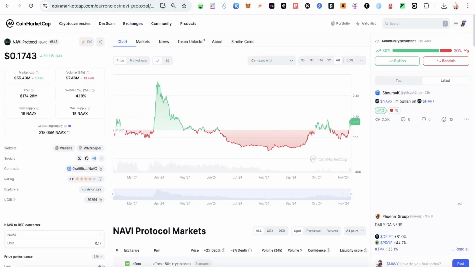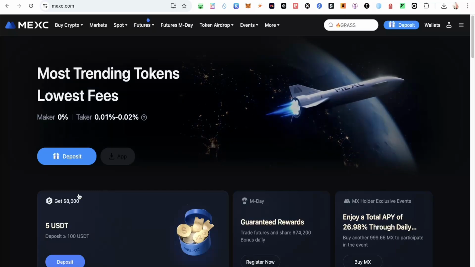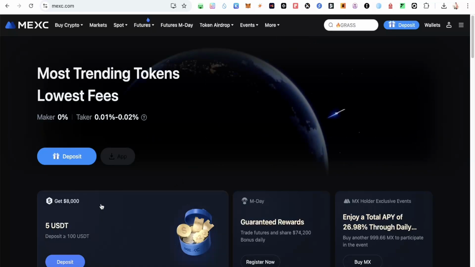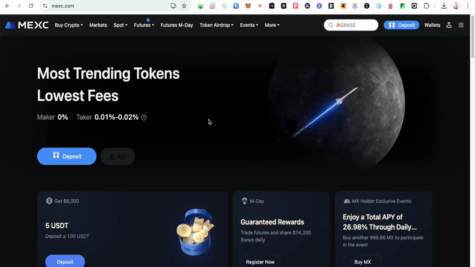So you can buy Navi protocol on Mexi Global. Now, if you don't have an account on Mexi Global, you can use my sign up referral link in the description for Mexi Global, which will give you 8,000 USDT as sign up bonus. And once you create an account on Mexi Global, you will need to either buy USDT directly on Mexi Global or maybe transfer it from some other crypto wallets or some other centralized exchange.